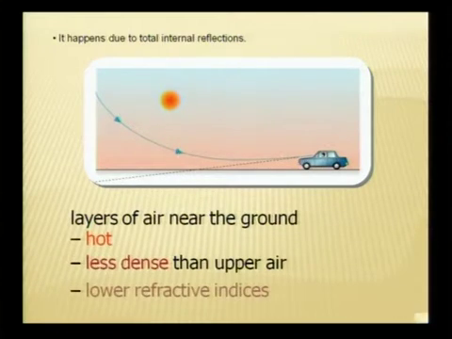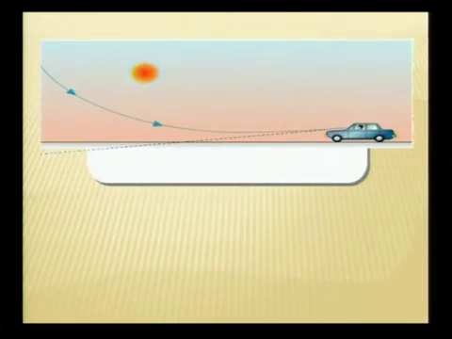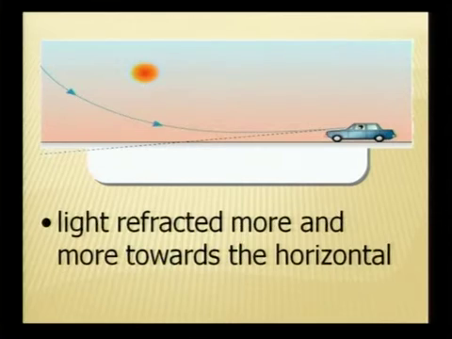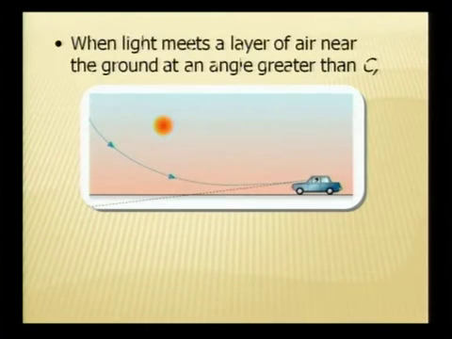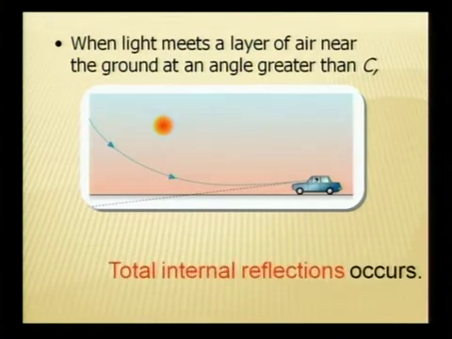So let me tell you the exact answer for your question. The light refracts more and more towards the horizontal, friend. See, when light meets a layer of air near the ground at an angle greater than the critical angle, it is due to total internal reflection, friends. I hope it is clear, friend. Okay, friend, thank you.